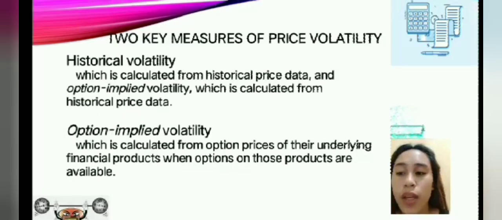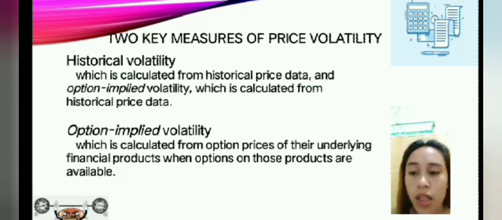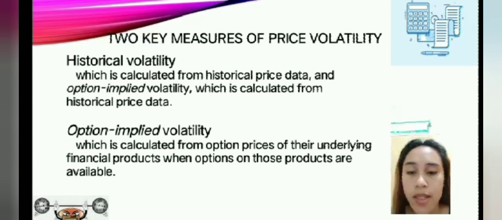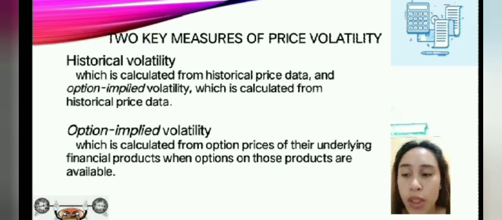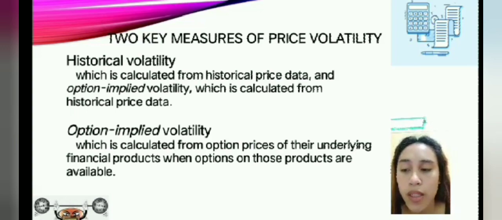There are two key measures of price volatility. First is historical volatility, which is calculated from historical price data. Second is option implied volatility, which is calculated from option prices of their underlying financial products, when options on those products are available.